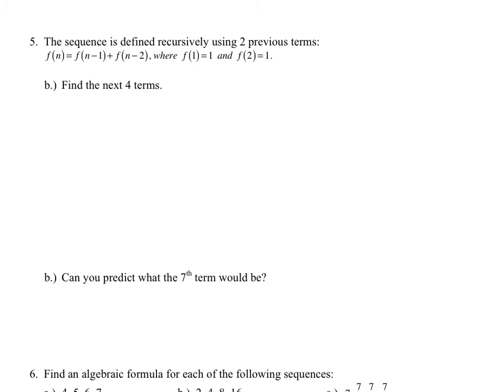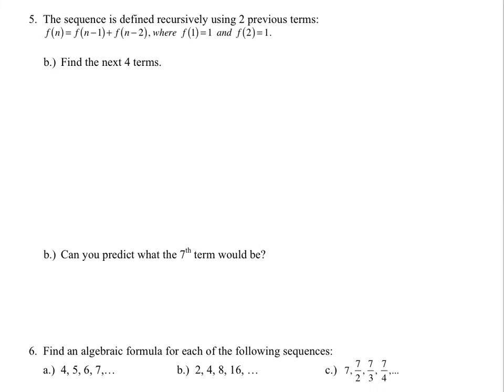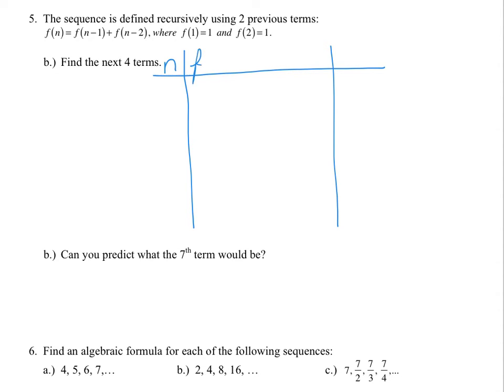All right, taking a look at number 5, the sequence is defined recursively using 2 previous terms. Oh, so now they gave us the first, which they have to for recursive, but they also gave us the second. Find the next 4 terms. Okay, let's set up our chart. And we know it's recursive. So this is going to be n. So it's f sub n minus 1 plus f sub n minus 2. And this is going to be our answer.